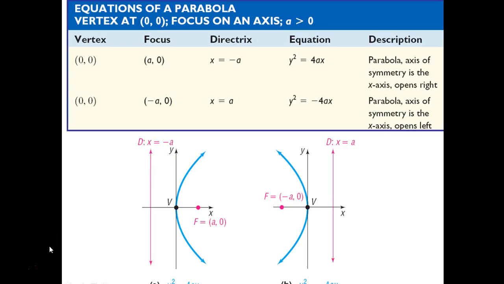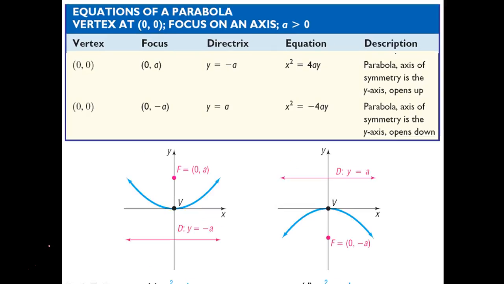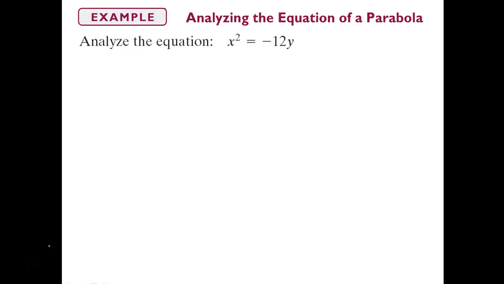So let's look at an example problem. We'll start with our up and down parabolas, just to help us gain some perspective on how these things work, and then we'll look at some left and right ones. Let's analyze the equation x squared is equal to a negative 12y.